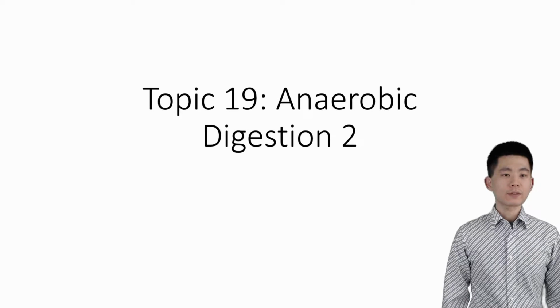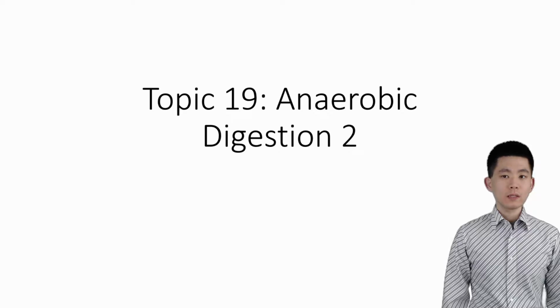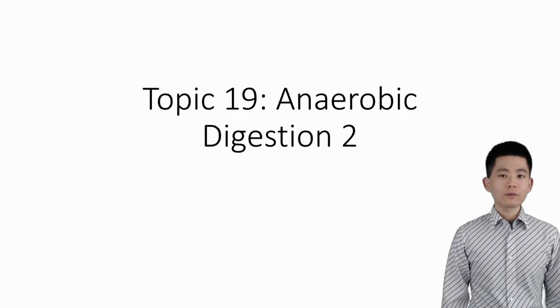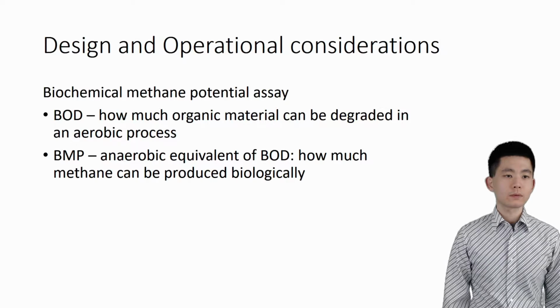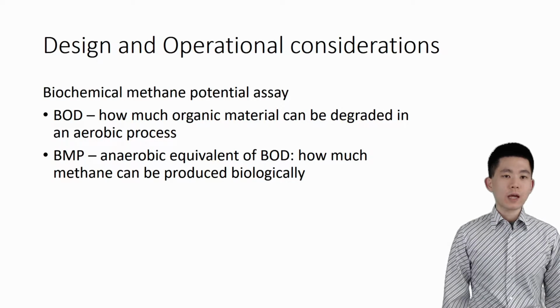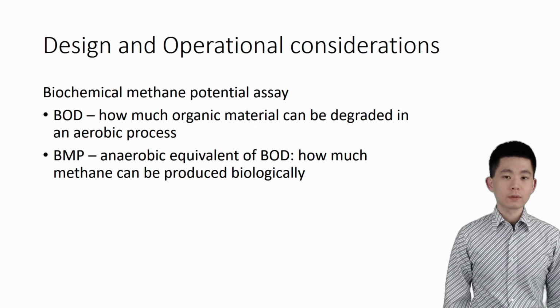In the last class, we have introduced the basic biochemical processes in anaerobic digestion, and the microbial communities that perform these processes. Now we move forward to the design and operational considerations for anaerobic processes. Anaerobic systems do not require oxygen input. Therefore, biological oxygen demand is not applicable.